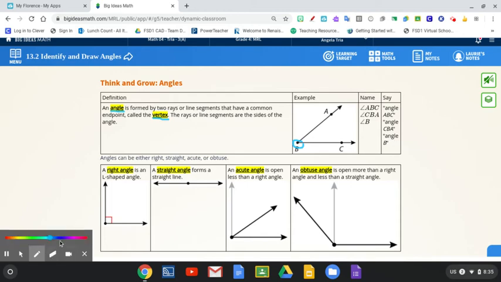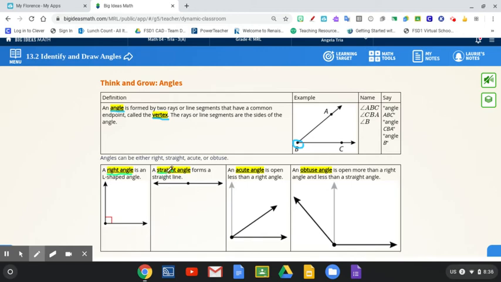Now our next vocabulary word is we're going to look at how we can classify angles. Angles can be either right, straight, acute, or obtuse. Our first vocabulary word is right angle. A right angle is an L-shaped angle. And usually with a right angle, you will have this representation here of where our vertex is. And that is a partial square that shows that that is where our vertex lies. And this is a right angle.